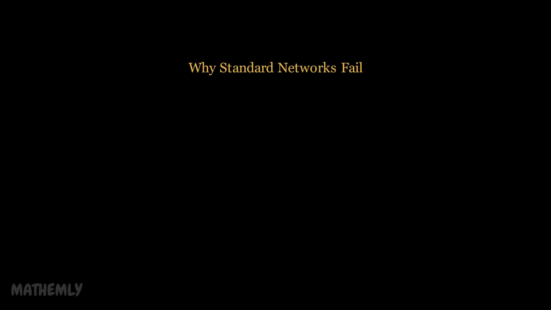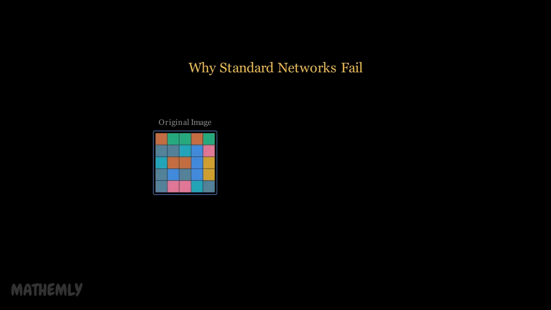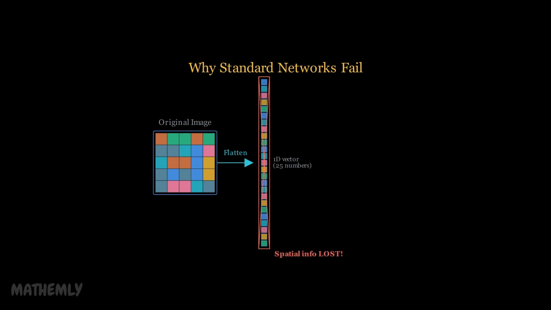Think about a standard feed-forward neural network. To process an image, we would have to flatten it, taking every row of pixels and lining them up into one giant long column of numbers. But here's the problem. When you flatten an image, you destroy all spatial relationships. A standard network doesn't know that pixel A was originally right next to pixel B. It loses the concept of up, down, left, and right.